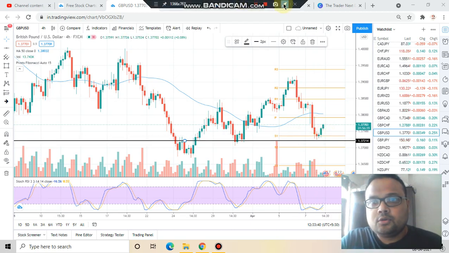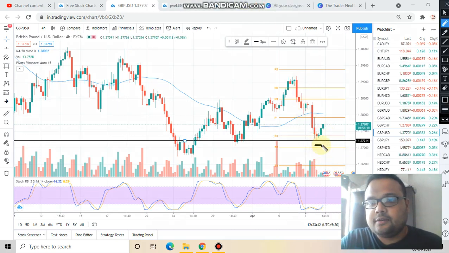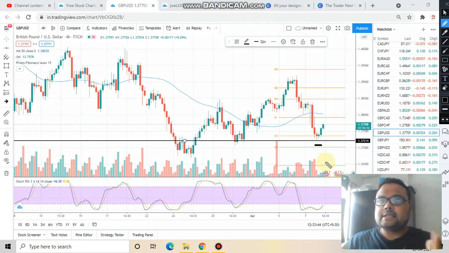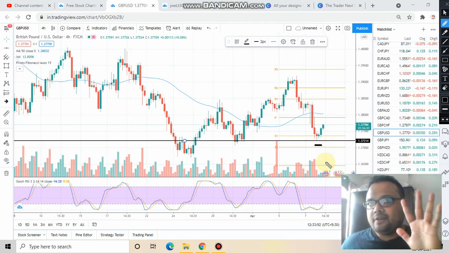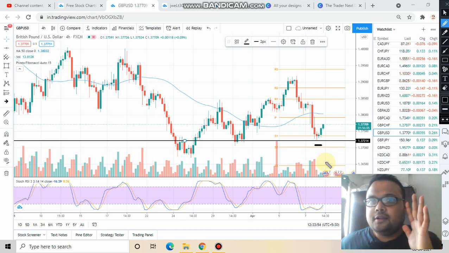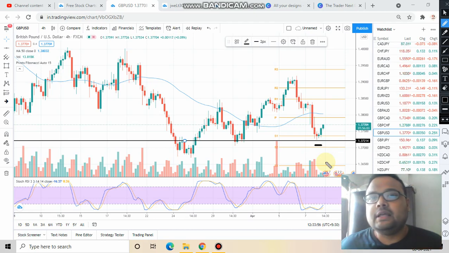Do remember your stop loss will be below this line. In case this trade goes wrong also, but in the long run, in a setup like this, you will always be making money. If you go for 10 trades like this, 2 or 3 trades may go wrong, but in 7 or 8 trades you will be making a good amount of money. So overall, the picture is good. You can go for a buy order right now.